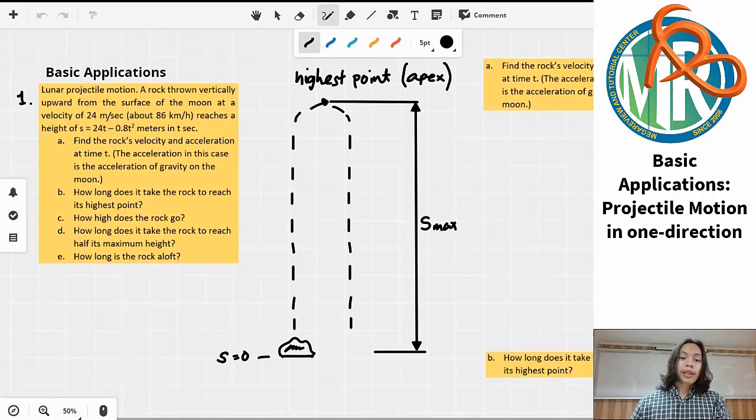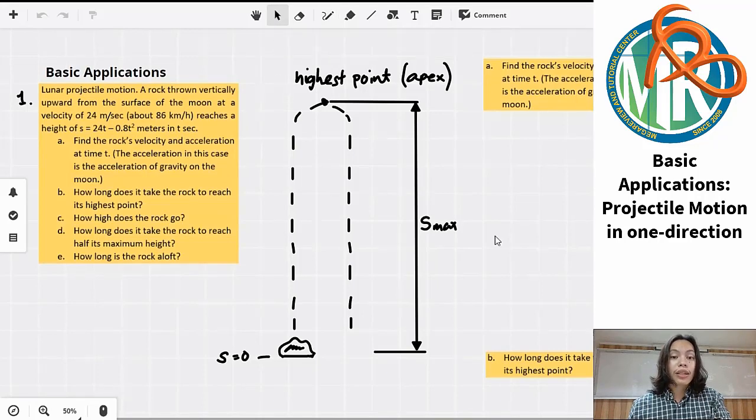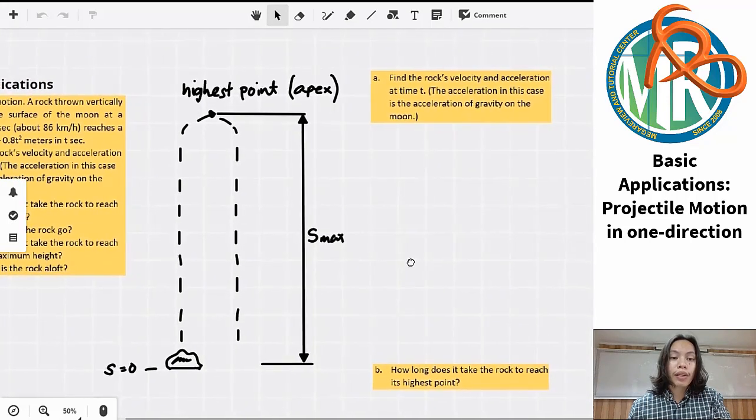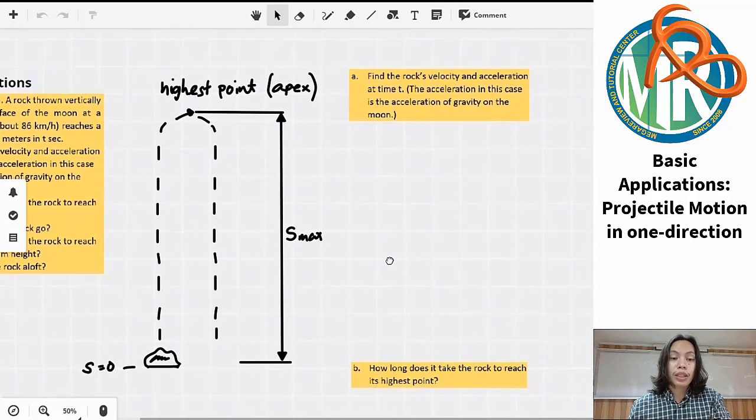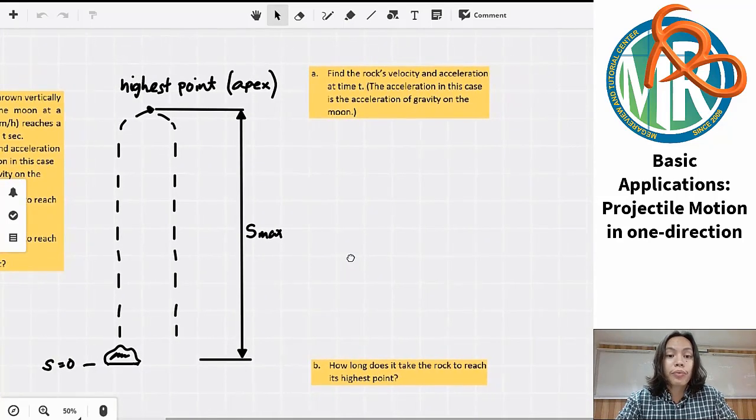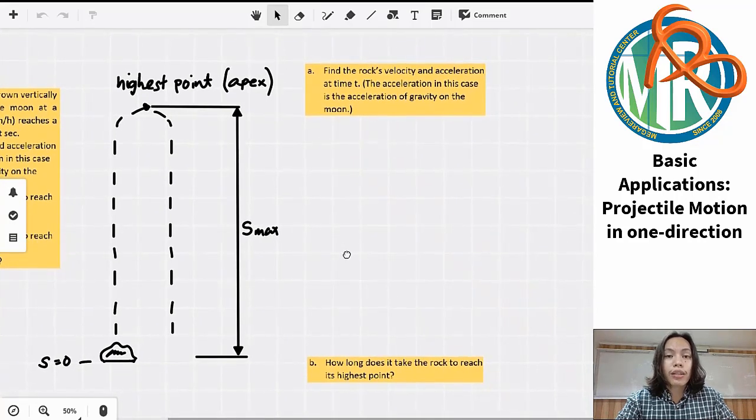Shown in the figure is the path of the projectile, the location of the reference axis where s equals 0, and the apex of the projectile, where s equals s max. The apex is also known as the highest point. We are also given the function of height with respect to t. Since the problem consists of parts a through e, we will approach it by part, starting with a.